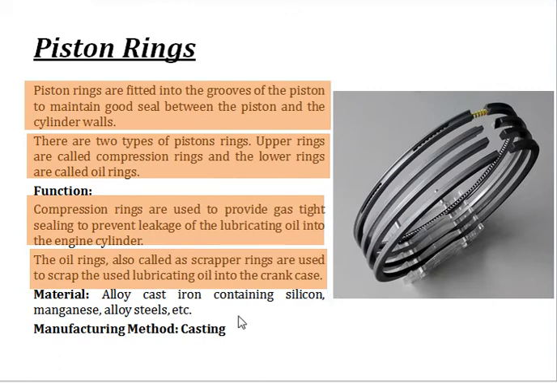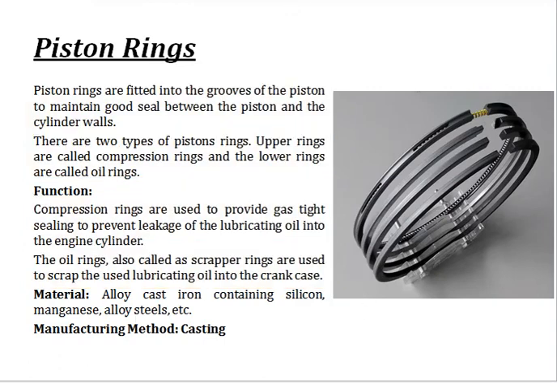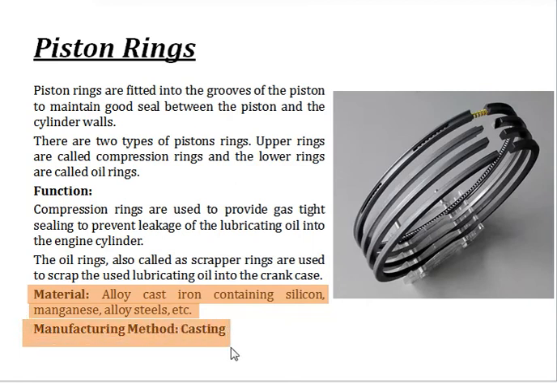Now what is the material used for production? The material used is alloy cast iron containing silicon, manganese, and alloy steel. Again I repeat, alloy cast iron containing silicon, manganese and alloy steel. The method of production is casting.